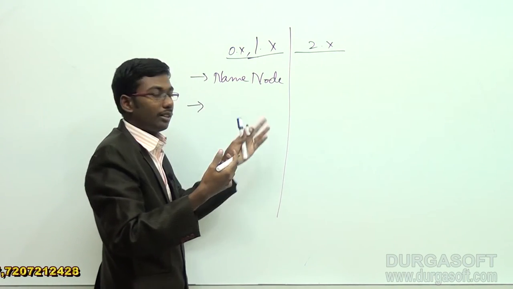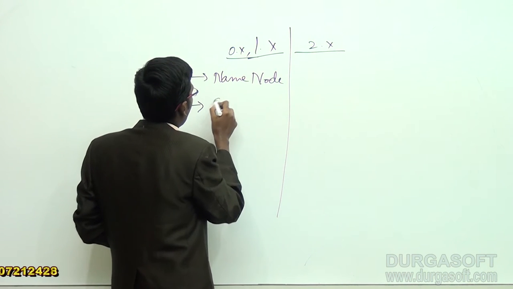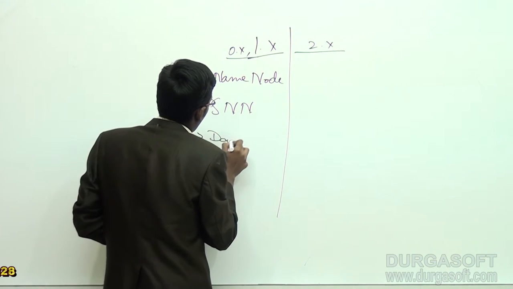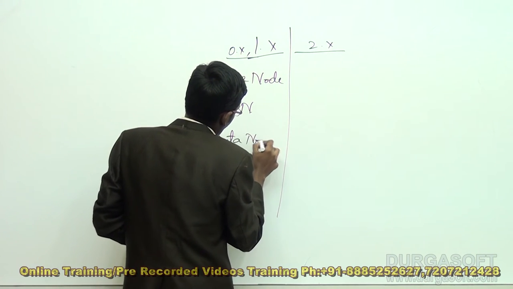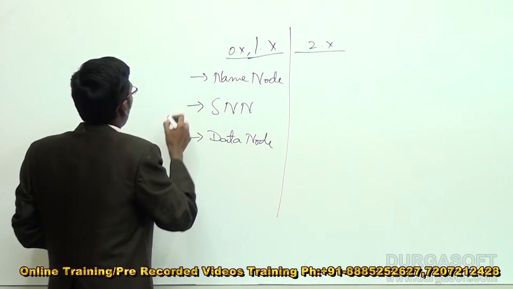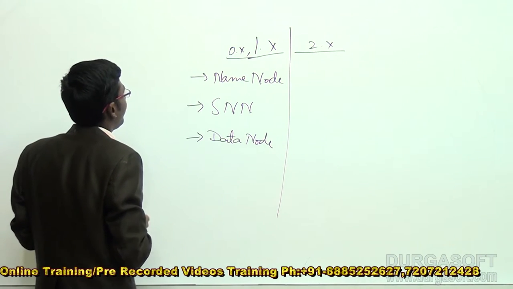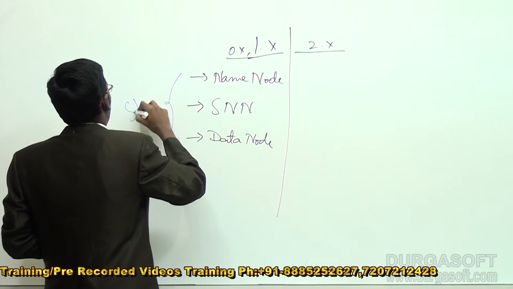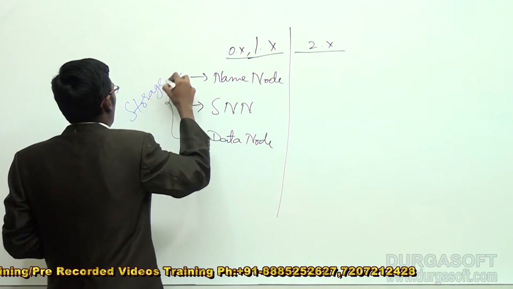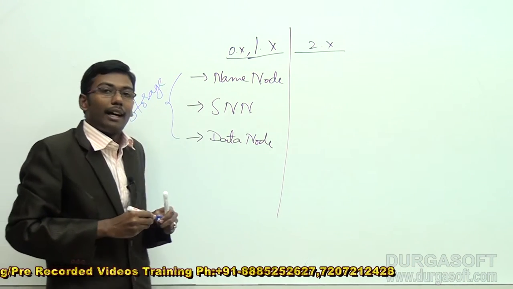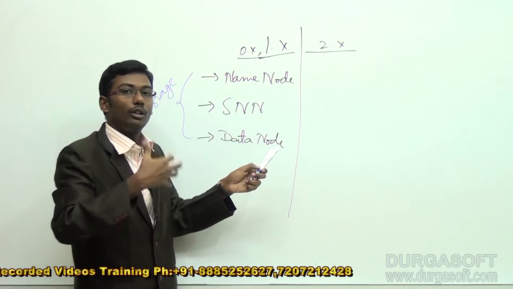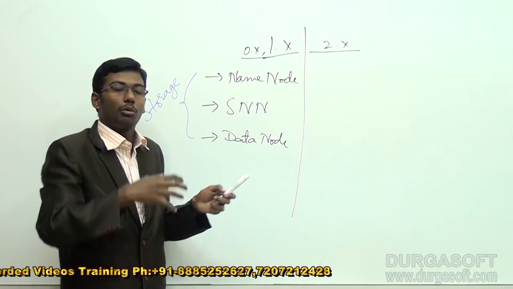What are the things we have seen in the architecture? Name node we have seen, secondary name node and data node. These three things we are saying as the storage components of an HDFS architecture. Storage components of a Hadoop cluster means majorly these are the things we deal with, the storing of a huge amount of data.